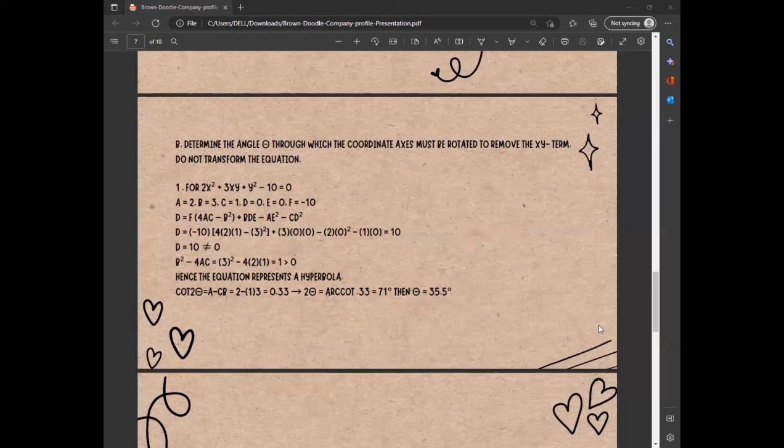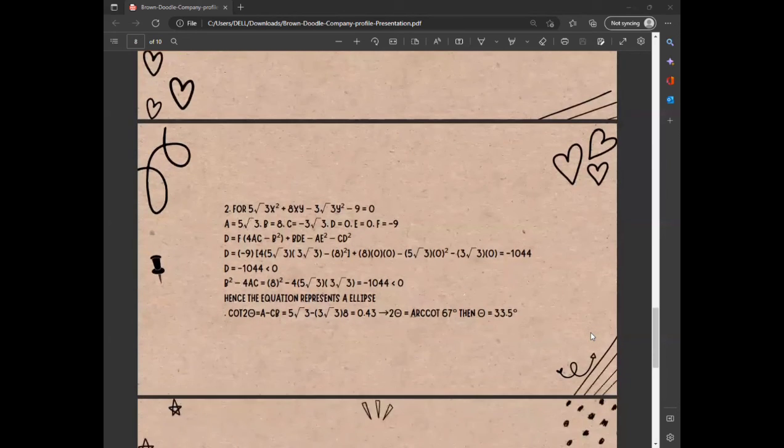So then 2 theta is equal to arc cot 0.33 is equal to 71 degrees. Then theta is equal to 35.5. Dahil nga pinaghiwalay yung dalawang theta, nahati rin degree. Kaya naging 35.5 ang sagot. Same situation sa iba nating numbers.